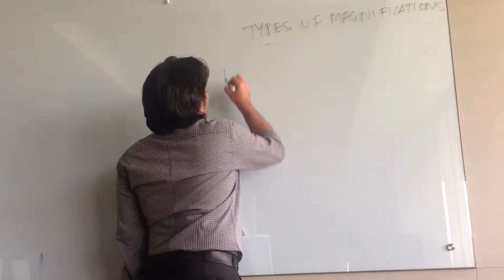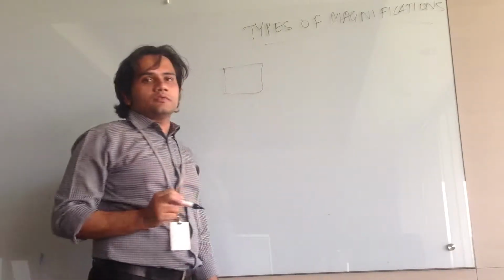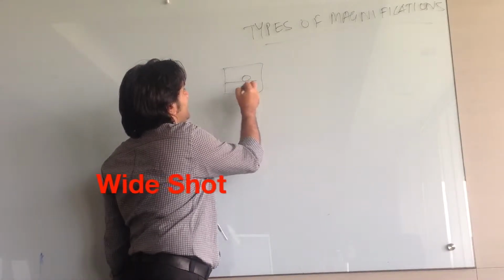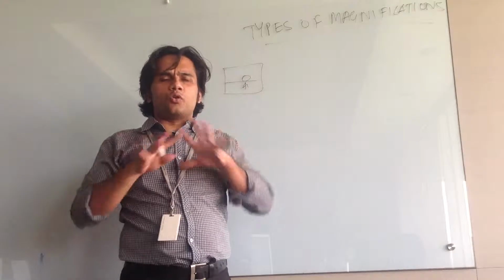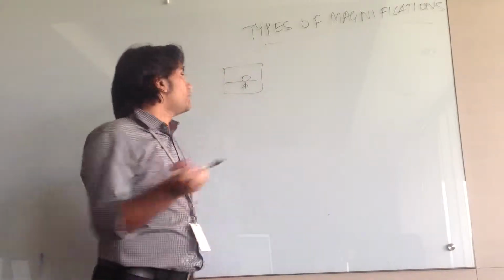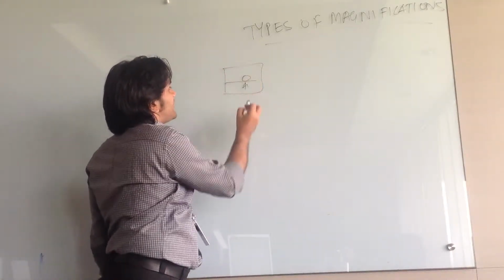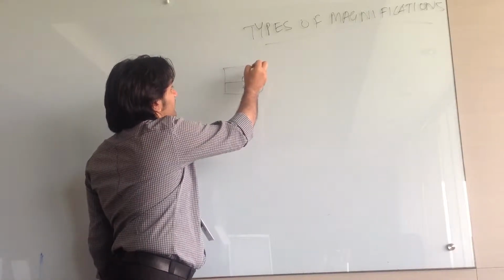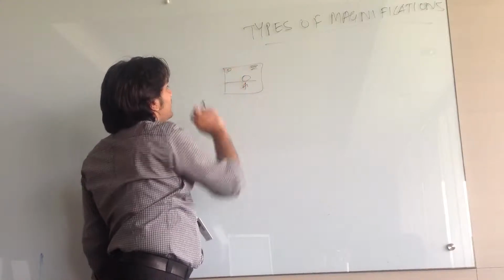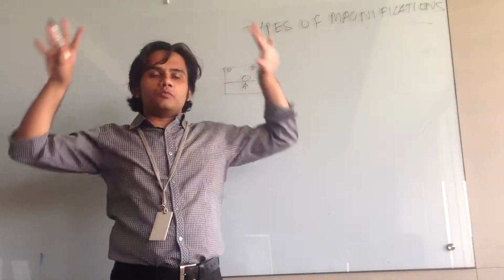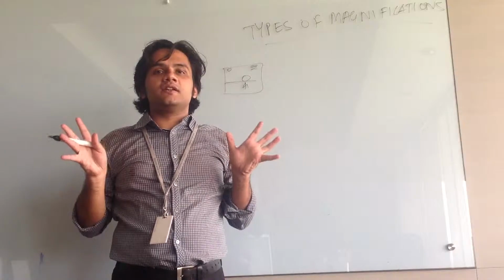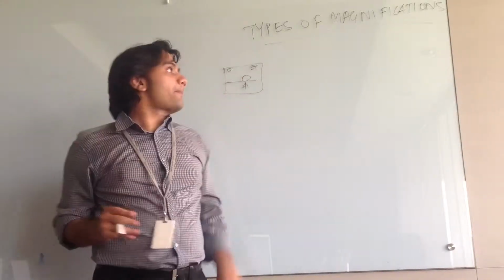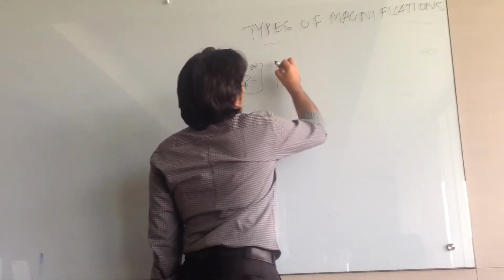So, a classic form of a magnification is a wide shot, where you see a lot of stuff in one frame. You can see the background, you can see the subject, you can almost see him from top to bottom, you can see what's on the wall, so you get a very vast view of the frame. So that's a wide shot.